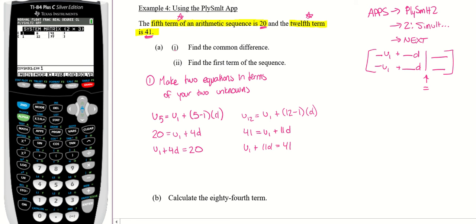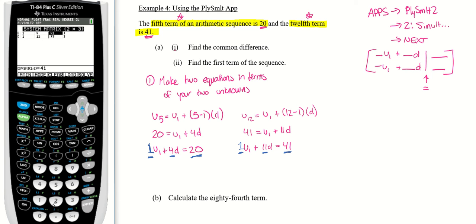What you're going to type into this matrix is actually the coefficients, or the numbers that you see, not the variables, just the numbers. So if you don't see a coefficient in front of U1, it's actually there, it's just a 1. So it's a 1 in front of U1, a 4 in front of the D and the 20, and a 1 in front of the U1, an 11 in front of the D, and a 41. So when I do that in my calculator, I'm just going to type that in. 1, 4, 20, and that will be one of my rows. 1, 11, 41. That will be the other one of my rows.